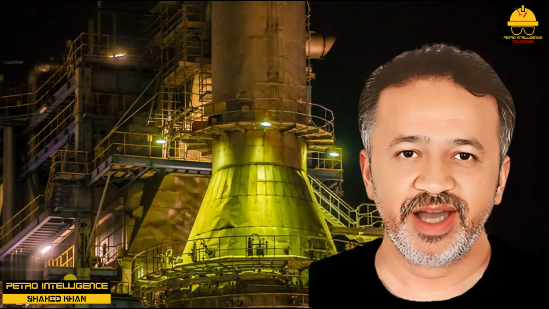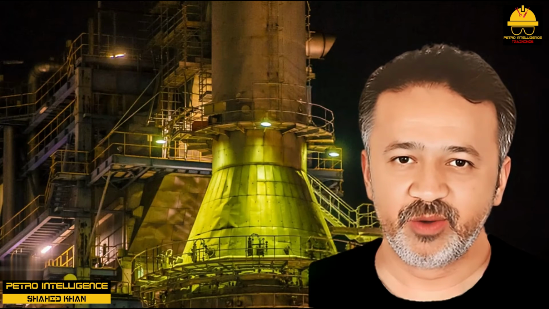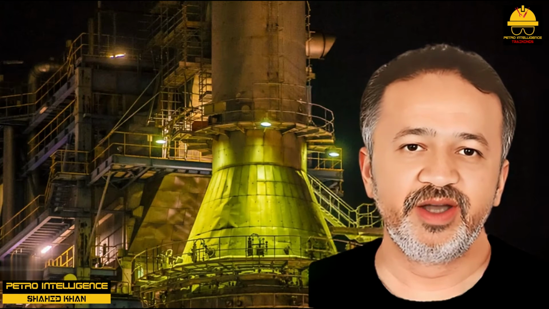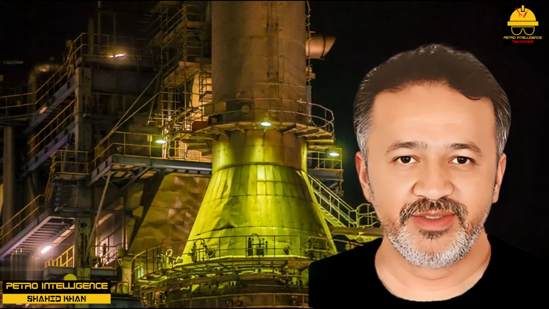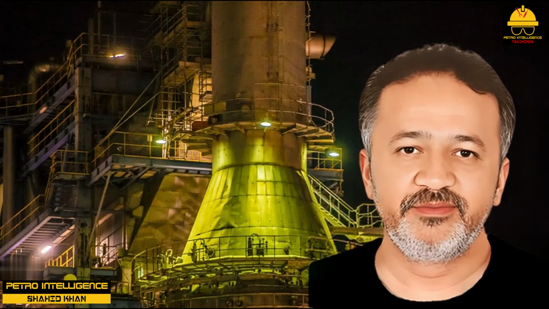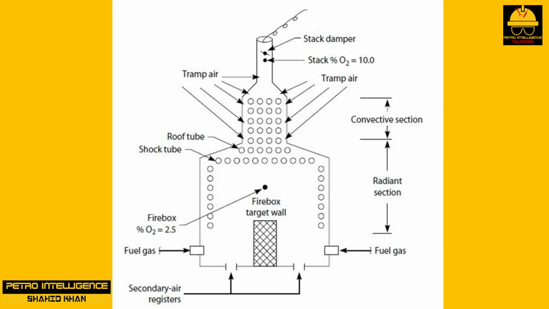Flue gas oxygen and tramp air. Suppose we have a natural draft heater operating very efficiently on the good side of the point of absolute combustion. The oxygen content of the firebox gases, just below the shock tubes, is 2.5% oxygen, as shown in the picture. What do you think the oxygen content of the flue gases in the stack will be?